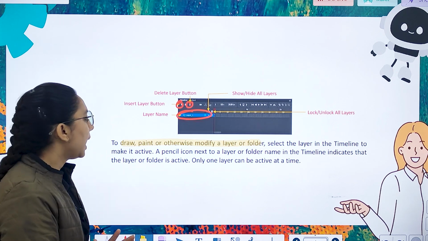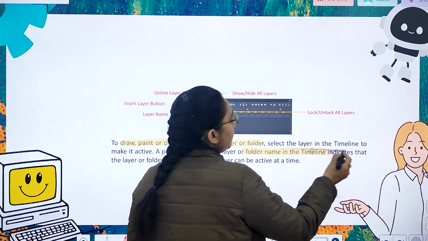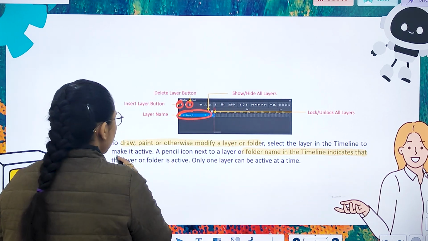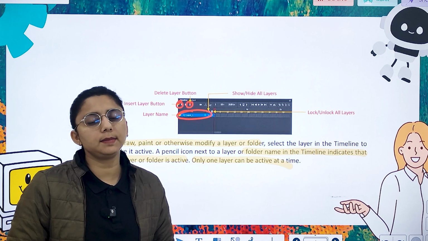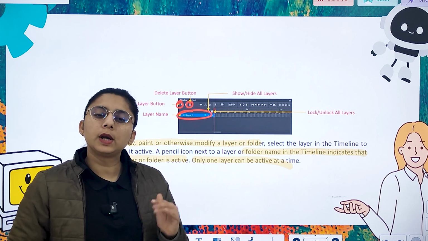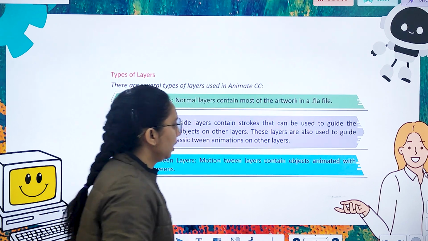A pencil icon next to the layer or folder name in the timeline indicates that the layer or the folder is active. Only one layer can be active at a time, so you cannot activate multiple layers. Only one layer will be active.